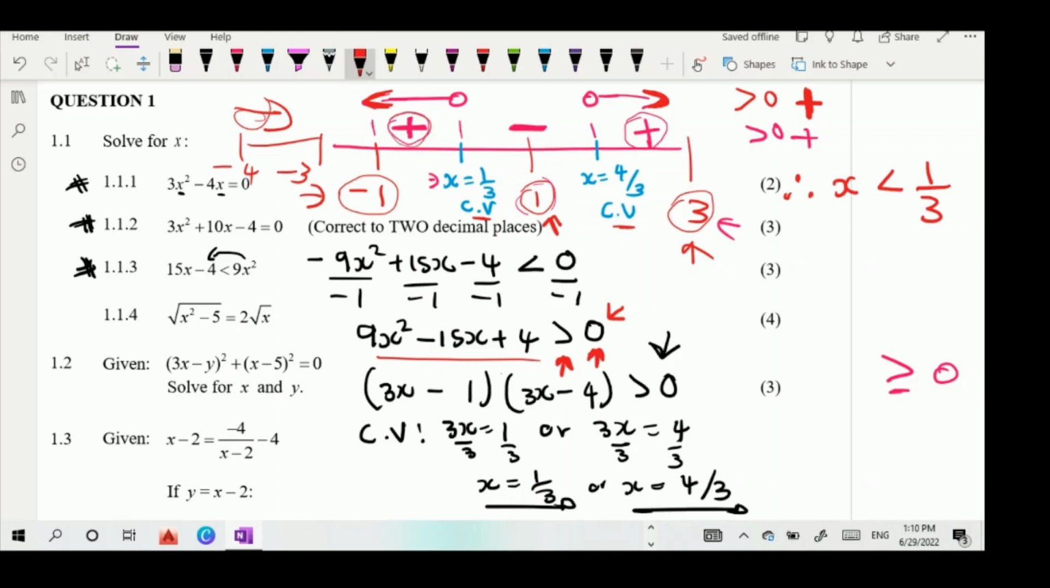When x is less than 1 over 3. When x is greater than 4 over 3, you're getting positive solutions of y. Or x greater than 4 over 3, you're getting positive solutions of y. So that's how you solve this inequality problem.